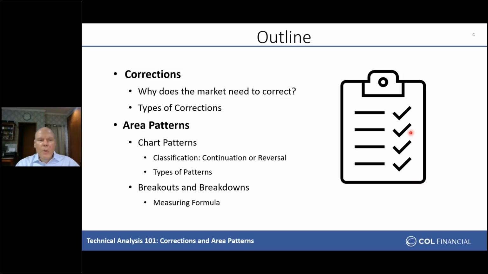Once we engage that, we'll talk about area patterns. Area patterns are more sideways types of corrections. And these particular types of corrections happen because the market needs to rewind itself a little bit more. And so in that context, we'll talk about these patterns. We'll see the different classifications of that. We'll also talk about the different types of patterns that you will see, the names that you will probably have to memorize. And of course, we'll talk about breakouts, breakdowns, and how to use the measuring formula when we see such breakout or breakdown conditions.